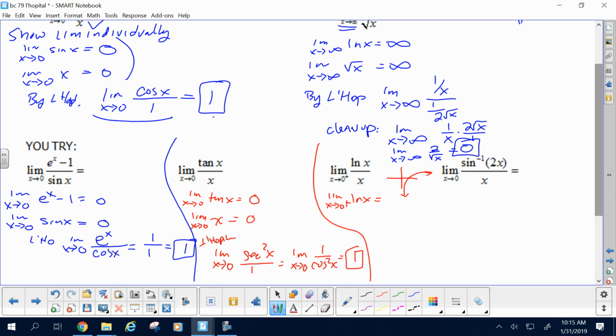The next one is x approaches 0 from the right. What does the log, or the y values, approach on the graph? Negative infinity.